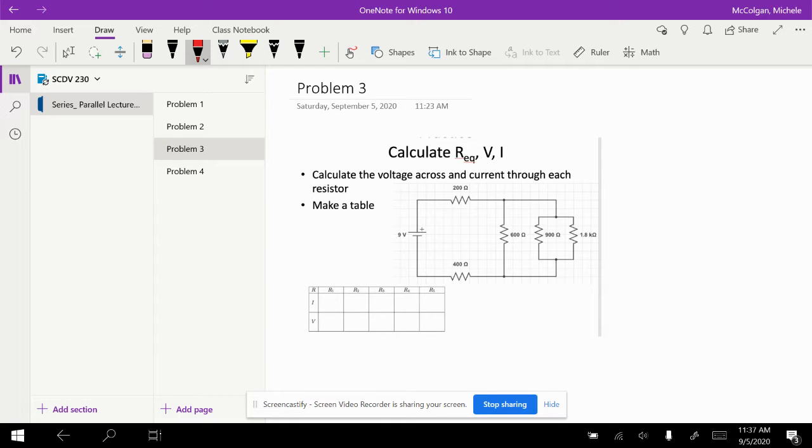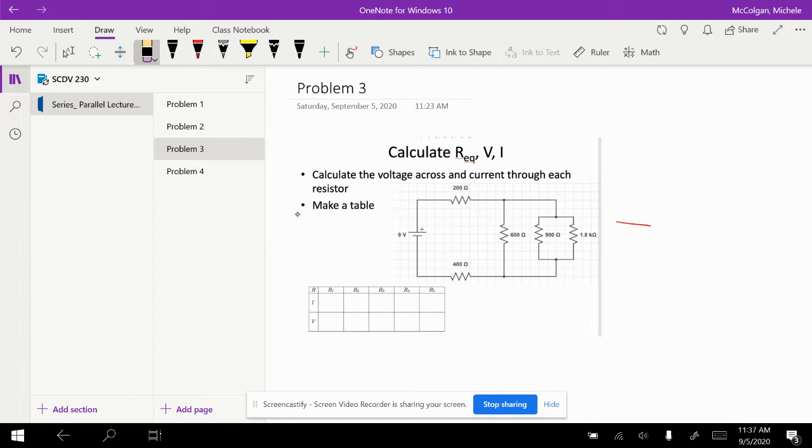Okay, here's another problem from the slides. We have this circuit. We're going to redraw it, and then we're going to calculate the equivalent resistance, and we're going to fill in this table. So we're going to calculate voltages and currents. Again, I suggest you try to go through this yourself and watch if you can't figure things out. Okay, so we're going to redraw the circuit in the usual way.